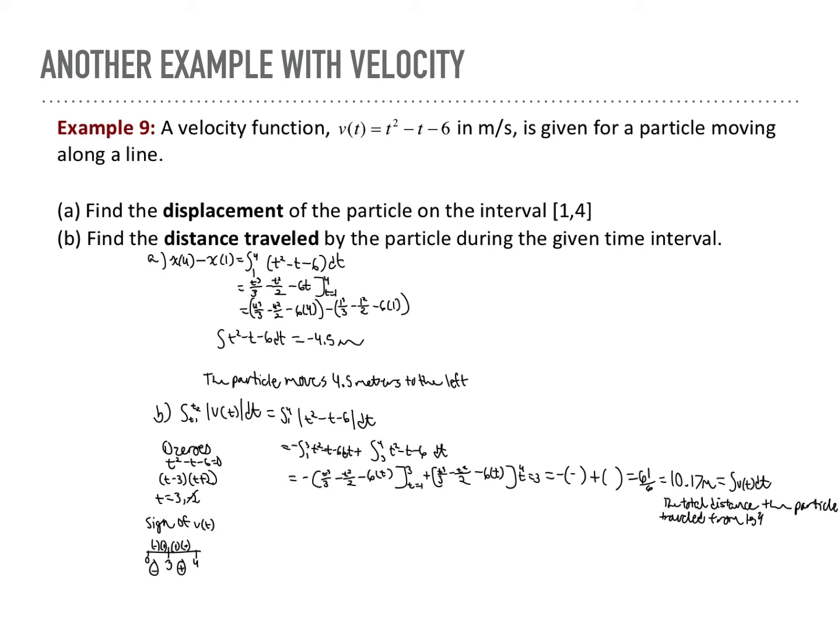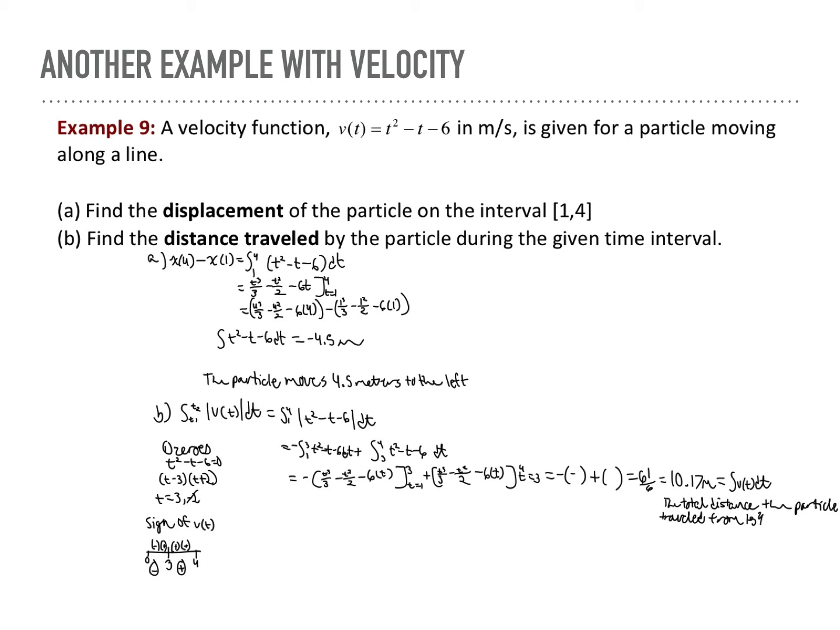So here's another example of a velocity function. v of t equals t squared minus t minus 6, in meters per second, is given for a particle moving along a line. First we'll find the displacement of the particle in the interval from 1 to 4. When we evaluate the antiderivative of this, we get t cubed over 3 minus t squared over 2 minus 6t, evaluated at t equals 1 to 4. And when we plug in the interval values, we get negative 4.5 meters.